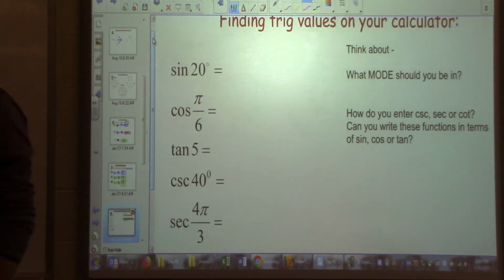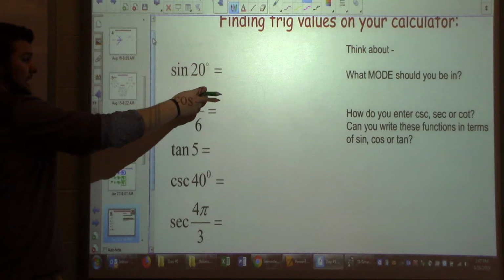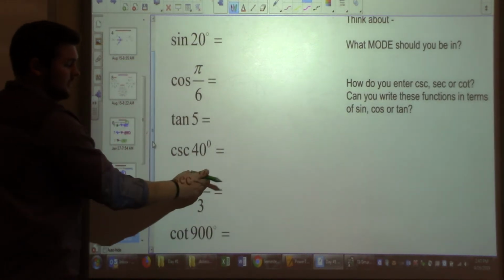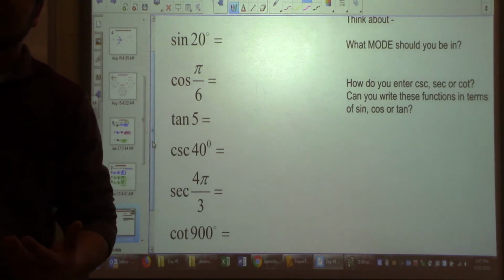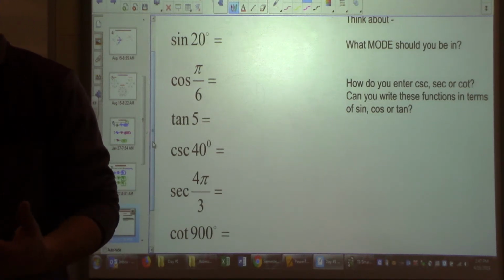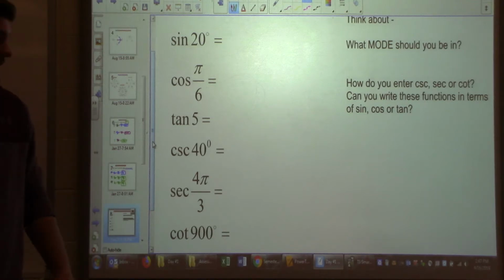So last unit we said we were always in degree mode, right? This unit, depending on what we're given for an angle, we'll be in degrees or radians. Anything with a pi in it, pi over 6, 4 pi over 3, you're going to have to be in radian mode unless you do what? Change it to degrees.